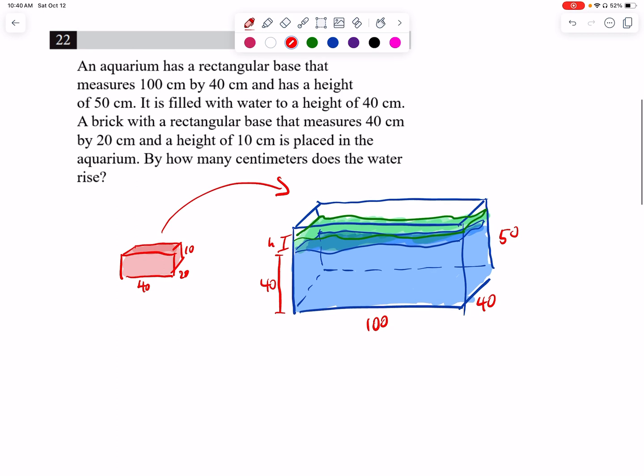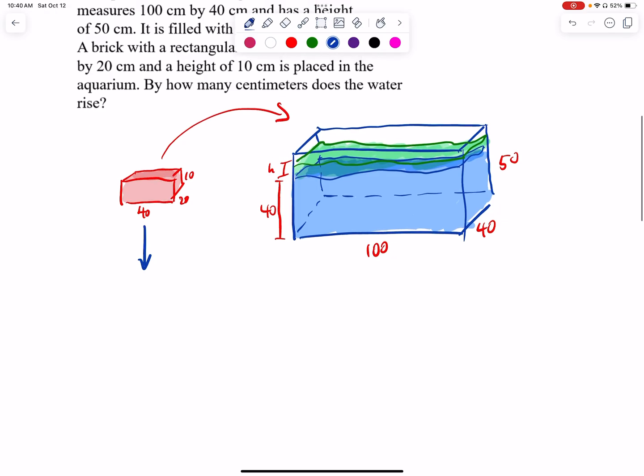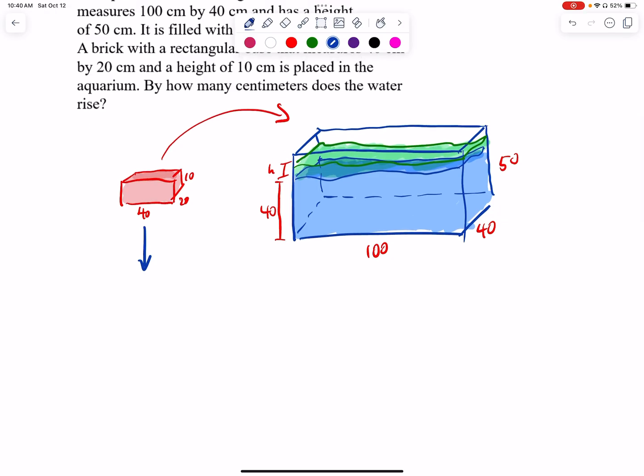So the idea is to find the volume of the brick and the volume of the tank, and then we're going to add those two things together. So the volume of the brick, this is just a rectangular prism. So you can do area of the base times the height, which is just length times width times height. So we've got 40 times 20 times 10. So 40 times 20 is 800 times 10 is 8,000.